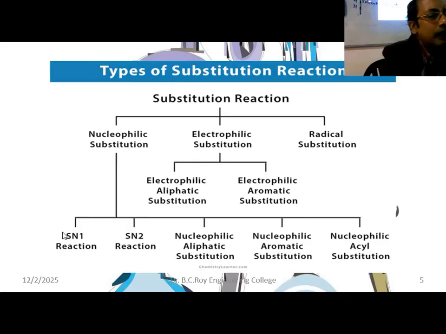How many species are involved in that? Only the alkyl halide, no other species involved. So that's why it is called SN1, because it is unimolecular. There is no other molecule involved in the formation of the carbocation. That's why it is called SN1, substitution nucleophilic unimolecular. So with the example I clarified this.